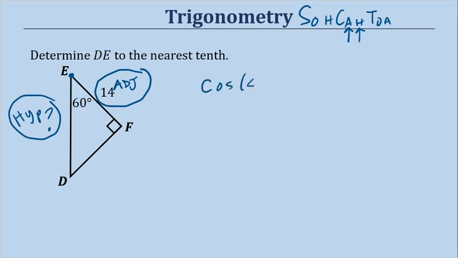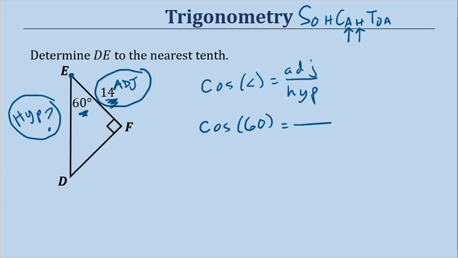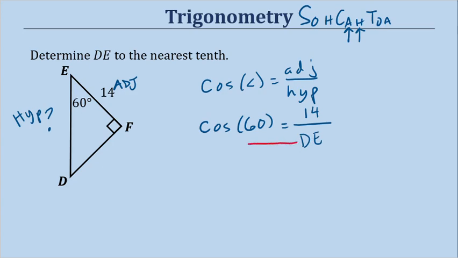My formula is going to be that cosine of my angle is adjacent over hypotenuse, and I'm going to plug in the things that I know. Specifically, my angle is 60 degrees, my adjacent is 14, and my hypotenuse, which I don't know, is going to be called DE. Once I've set up the problem, the first step to solving is always to take whatever's on the bottom, whether it's a number or the thing that we're looking for, and move it up and left, which is going to give me DE times cosine of 60 equals 14.